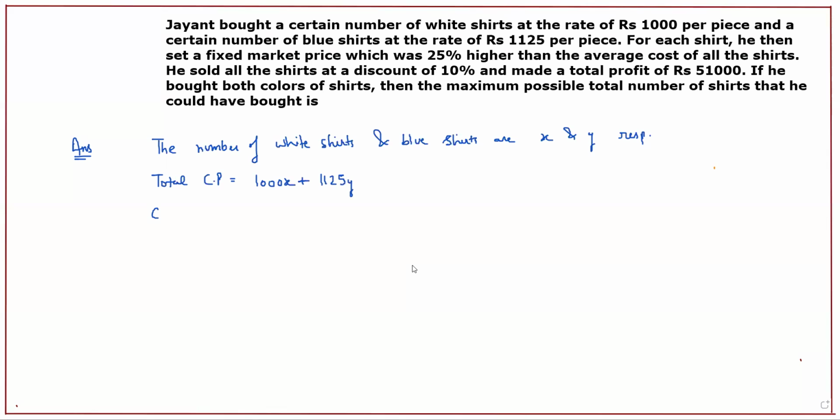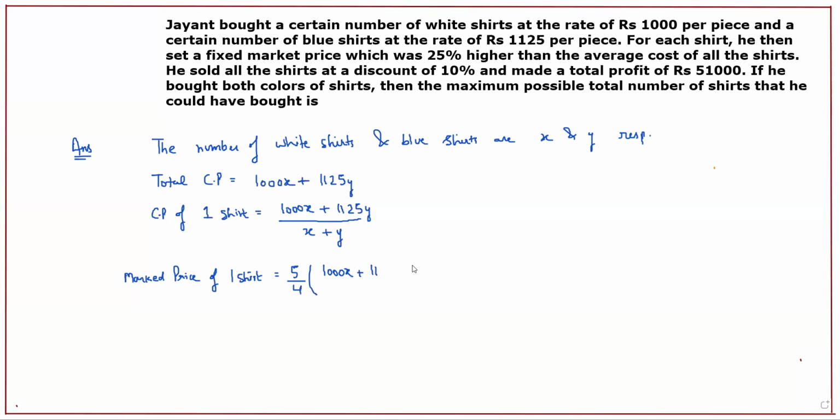For each shirt, you have to find the cost price of one shirt. So the cost price of one shirt is (1,000X plus 1,125Y) divided by the total quantity, X plus Y. This is the cost price of one shirt. He set up a mark price. The mark price is 25% higher than the average cost of all the shirts. The cost price we have already found is our average cost, and the mark price is 25% more, that is 125%. That implies it is 5/4 of the cost price of one shirt.